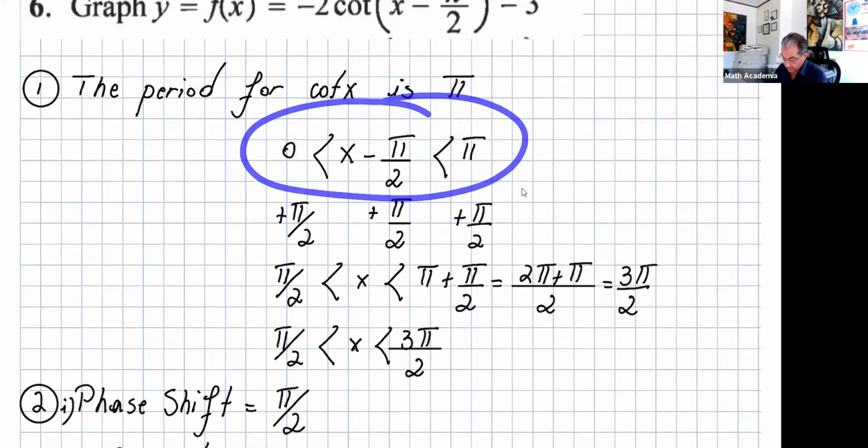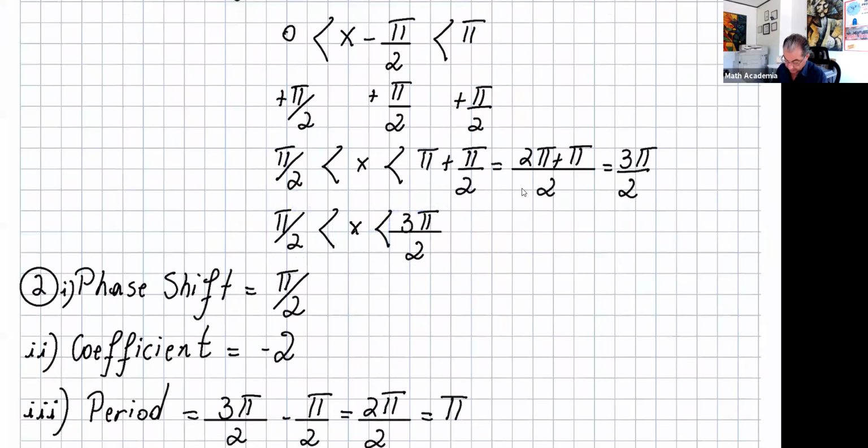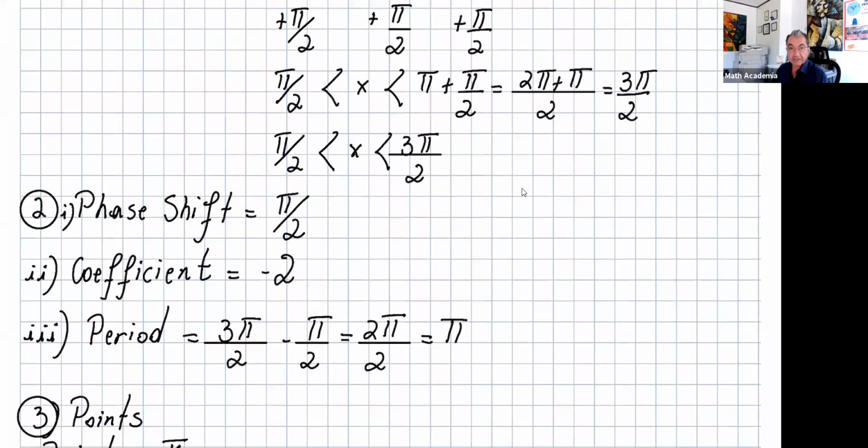Solve the compound inequality by adding pi over 2. If you do that, x is between pi over 2 and 3 pi over 2. Just like before, phase shift is pi over 2. The graph is going to start from pi over 2. Tangent is like cotangent, cotangent is like tangent, no amplitude. So what you know is the coefficient is negative 2.